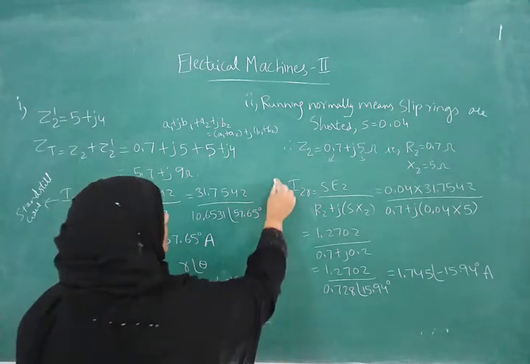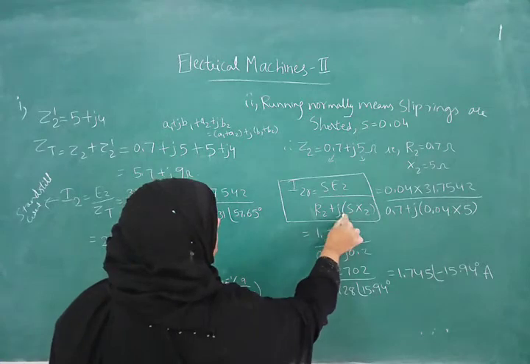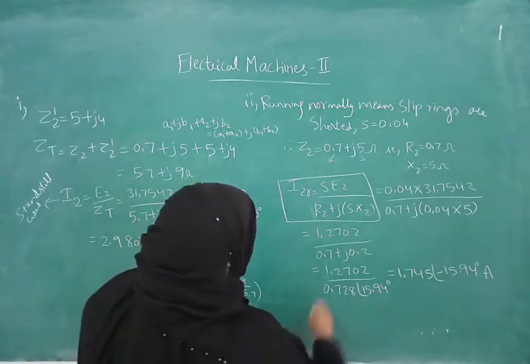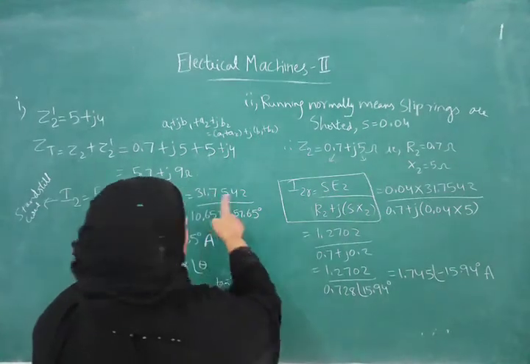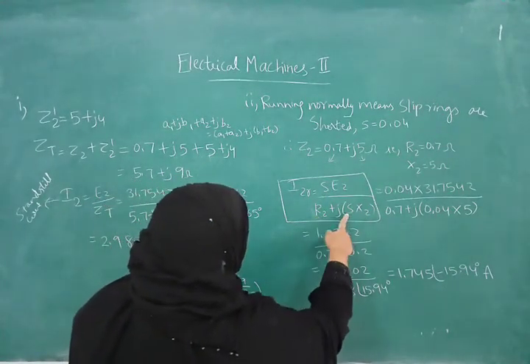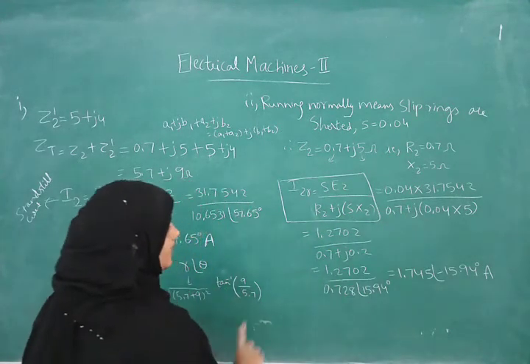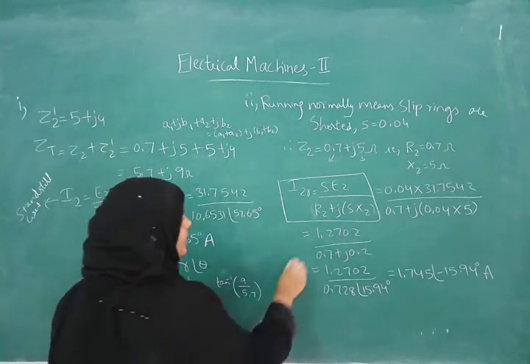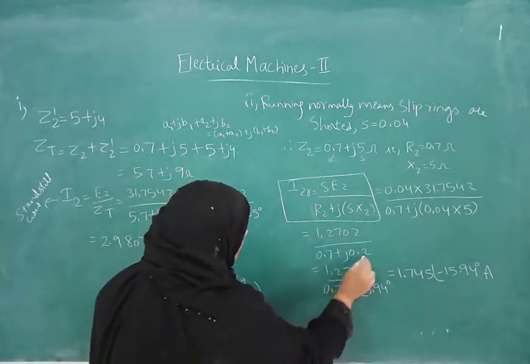Okay. I2R value we know. This is the equation for I2R as E2 by (R2 plus jS X2). S value is given as 0.04. E2 value we have found out as 31.75, divided by R2 is 0.7 plus j into S is 0.04, X2 is 5. So substitute all the values. We are getting here 1.2702 by (0.7 plus j0.2).